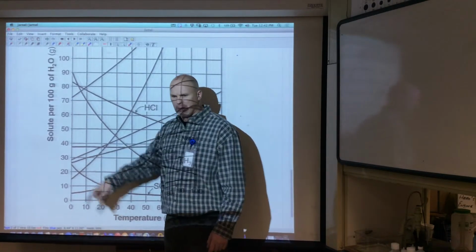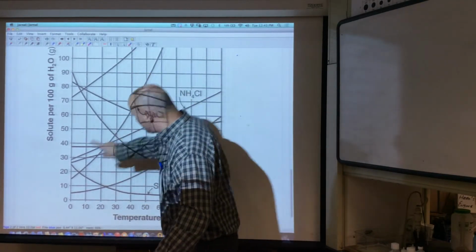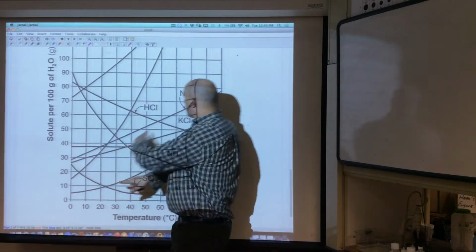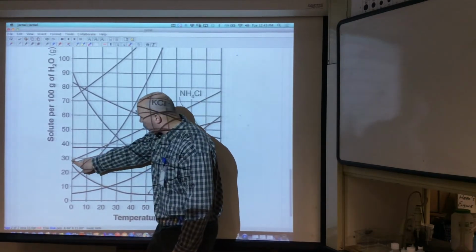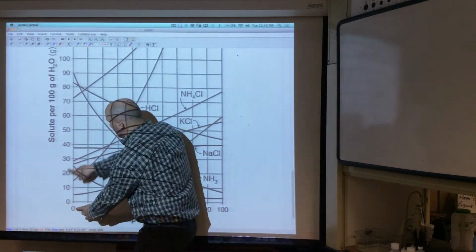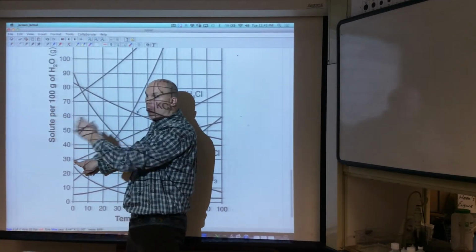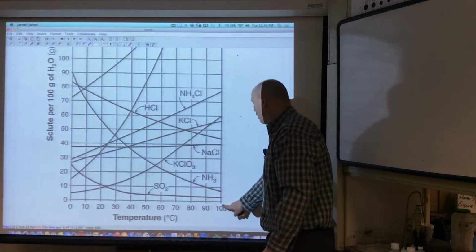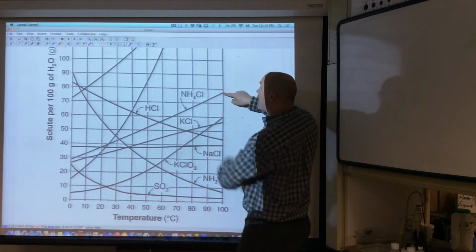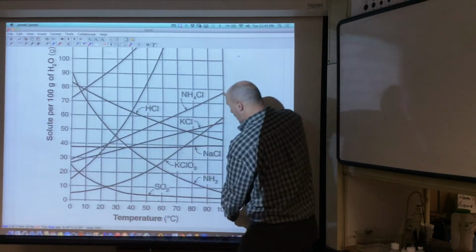Any more than that, once I pass the saturation point, a solid will appear. I'll see that at 0 degrees Celsius, this number here is how many grams of this substance. So there's 28 grams of ammonium chloride that can be dissolved at 0 degrees Celsius in 100 grams of water. This whole chart is based on 100 grams of water. Now watch. As temperature increases to 100, now we would say approximately 77 grams of ammonium chloride can be dissolved in 100 grams of water at 100 degrees Celsius.